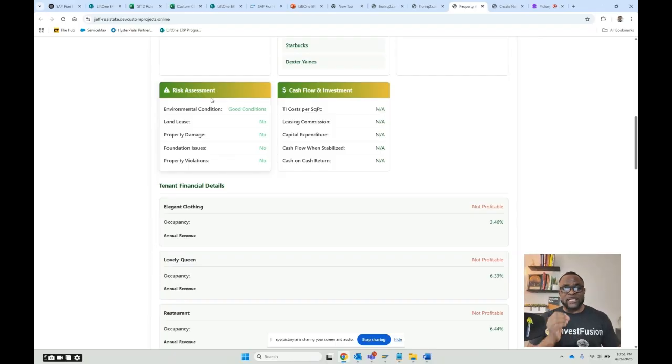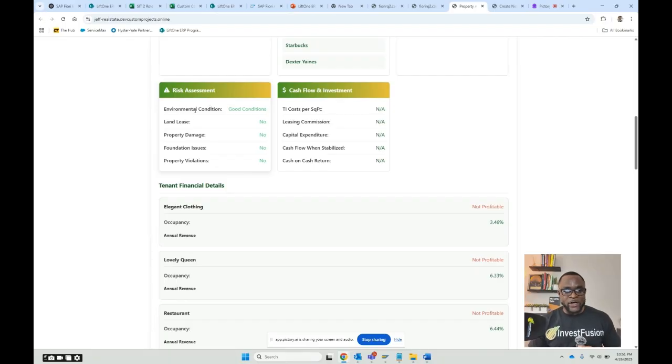There is no tool out there. This is not a regular listing service like your Zillow, your LoopNet, your Crexi. This is light years ahead of everything out there in the market. This is the only tool that gives you access to a risk assessment score. Why? So look at what it did here right now.